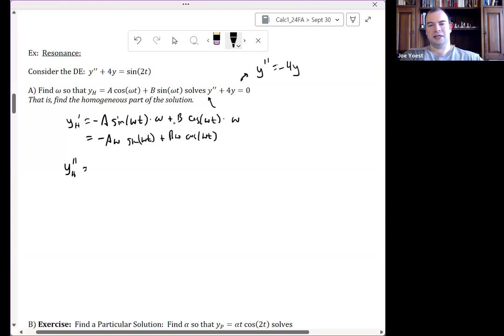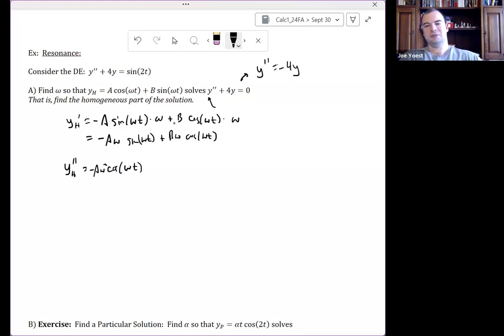So again, I differentiate. So this negative a omega is just a constant. Differentiate sine omega t to cos omega t. I pop out another omega. So this is negative a omega squared cos omega t. And then for my second term, this b omega, again, is just a constant. It comes through the derivative. The derivative of cos omega t, the derivative of cosine of stuff, is negative sine stuff. But my chain rule pops out another omega. So I get b omega squared.